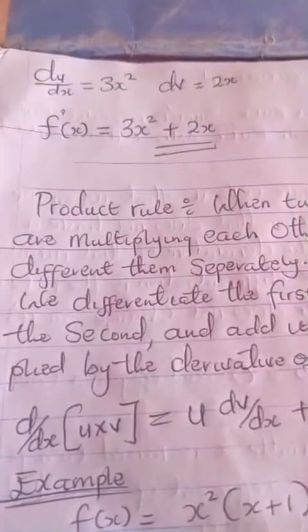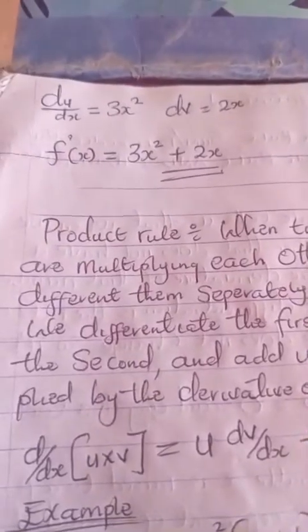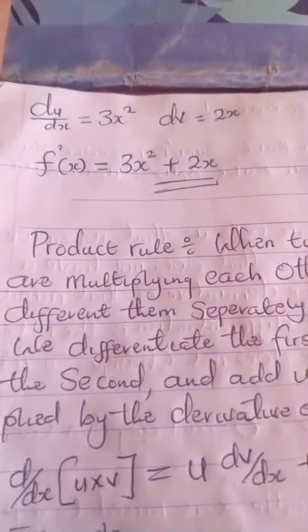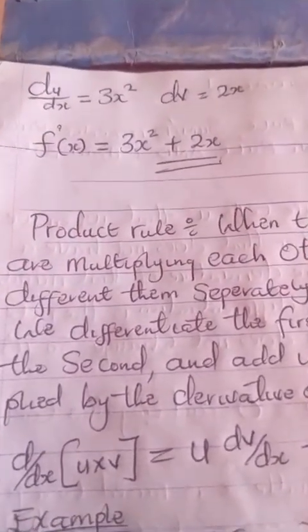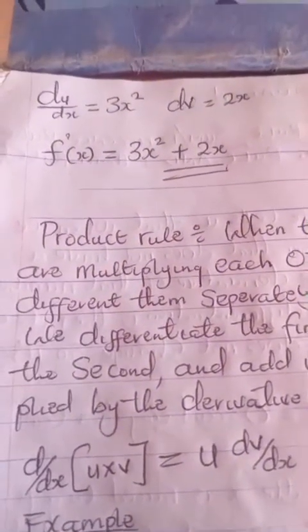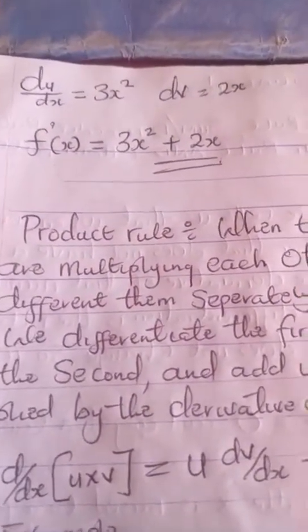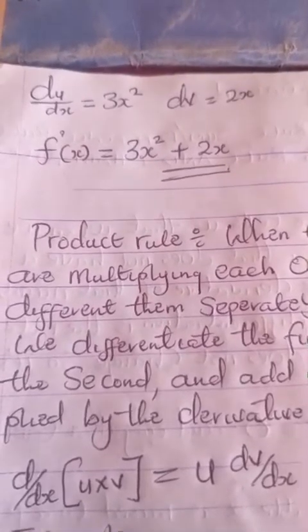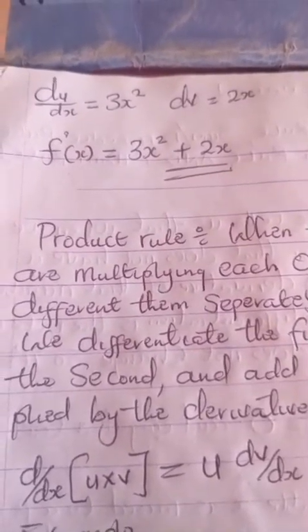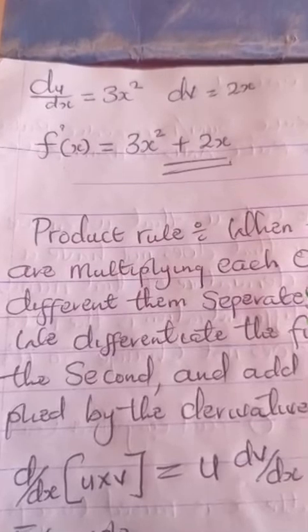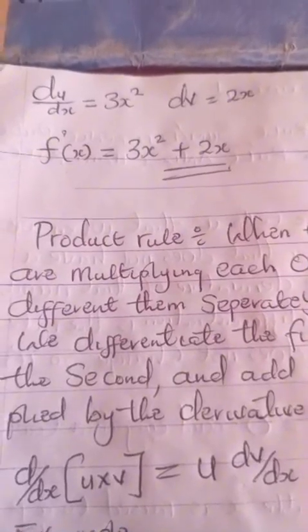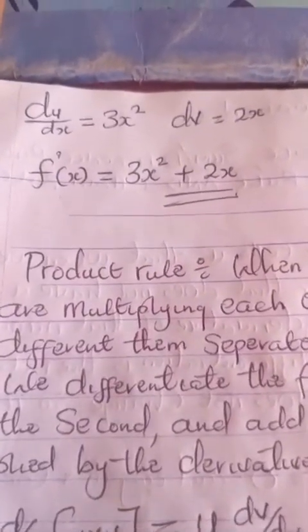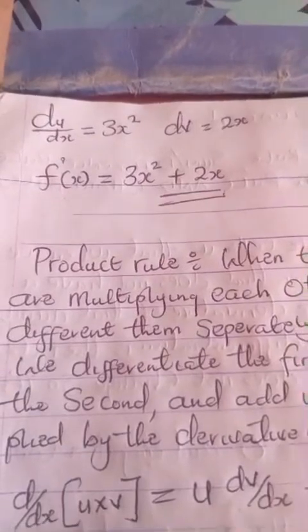So our du here is 3x squared because we had x cubed. From our power rule, we said you multiply the power by the coefficient of x and you reduce the power by 1. So when you multiply 3 by the coefficient of x, which is 1, you have 3x, and now you reduce the power by 1. So 3 minus 1 is 2, so you have 3x squared.